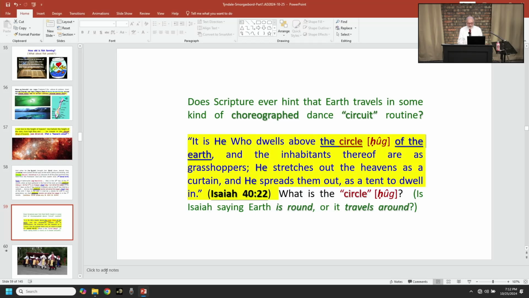And of course, some have looked at that phrase, he stretches out the heavens like a curtain, and they go, oh, this is like the Big Bang. This is like the expanding universe. It's stretched out. No, it's not. It's not at all. Because you don't stretch out a curtain forever and ever. You'd rip up the curtain.